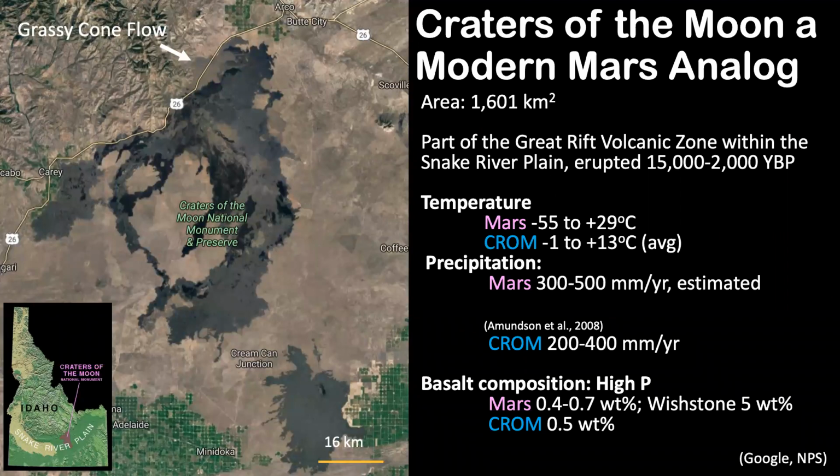So a little bit about my work at Craters of the Moon National Monument. I went here because some of the rocks, the basalts on Mars have a ton of phosphate. And in a lot of my past work, nutrient limitation ends up being a critical factor in how much life exists in an environment and what type of life exists in an environment.